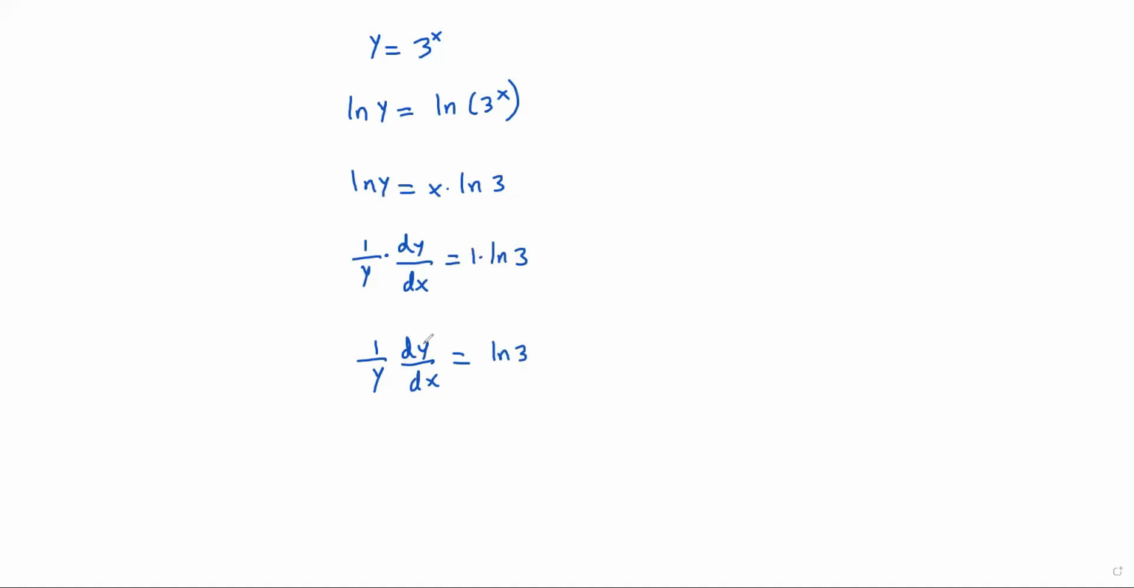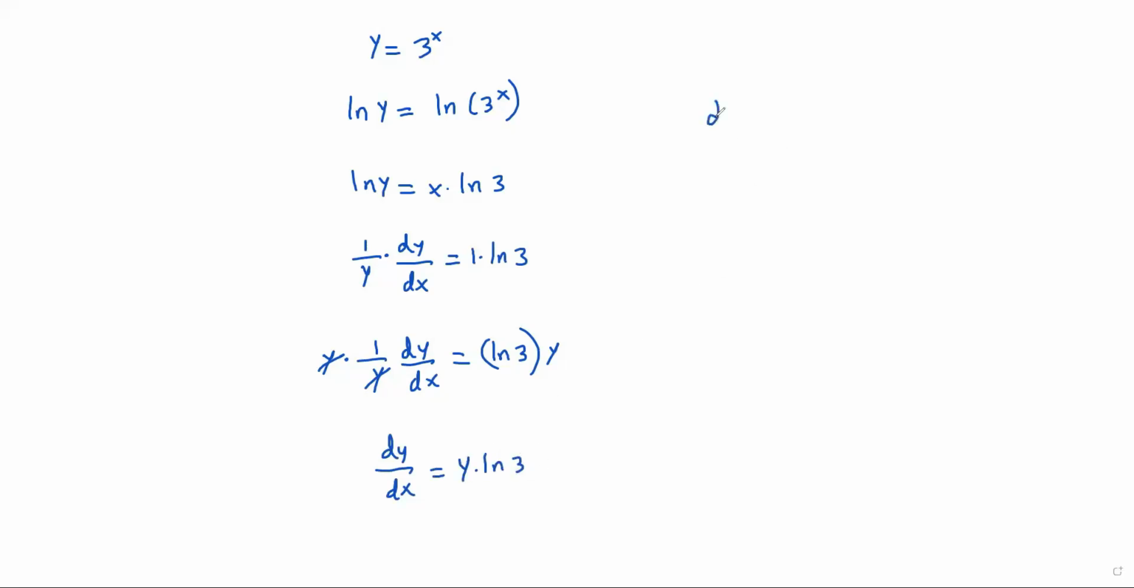Now my aim is to get dy over dx, which gives the differentiation of the given function with respect to x. So to solve for dy over dx, I have to get rid of this 1 over y. To get rid of it, I'm going to multiply both sides by y. So this y will cancel out. I get dy over dx equals ln 3 times y, which can be written as y times ln 3.